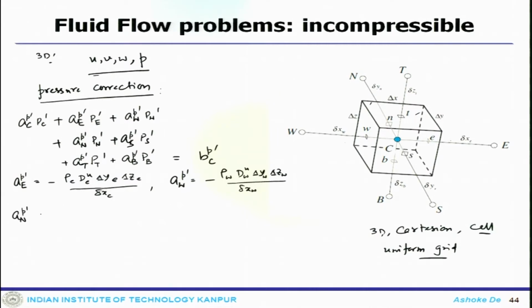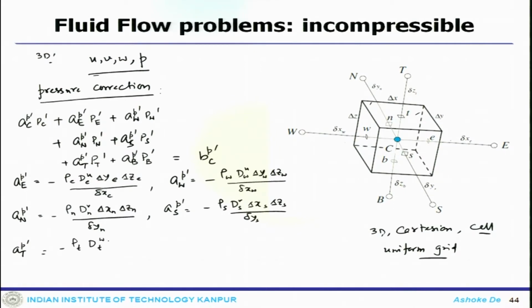aN P prime equals minus rho n dn v delta x n delta z n divided by del y n. aS P prime is rho s ds v delta x s delta z s by delta y s. aT P prime equals minus rho t dt w delta x t delta y t.